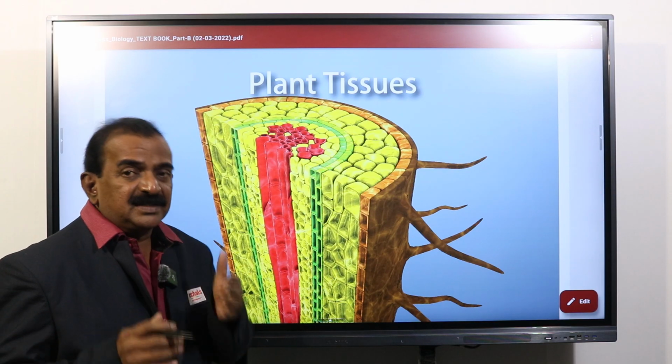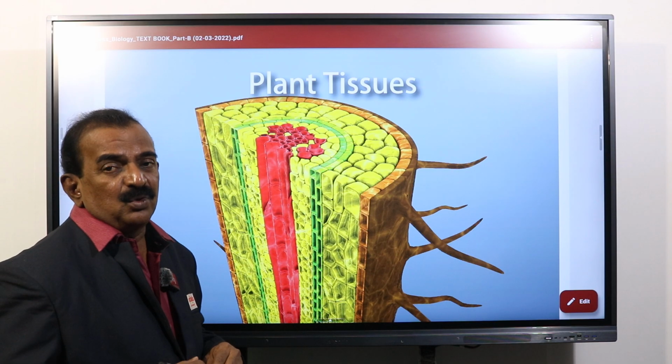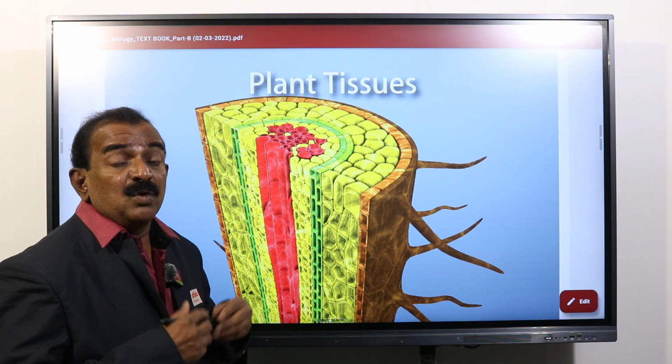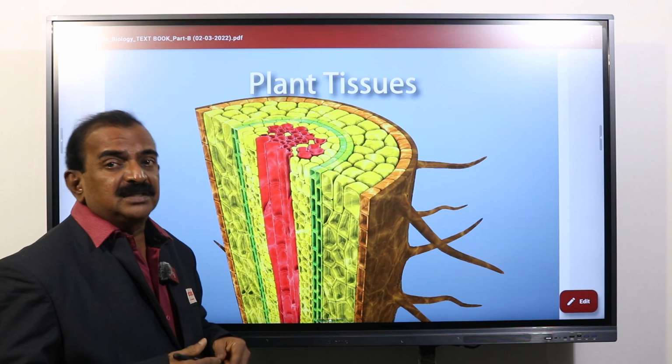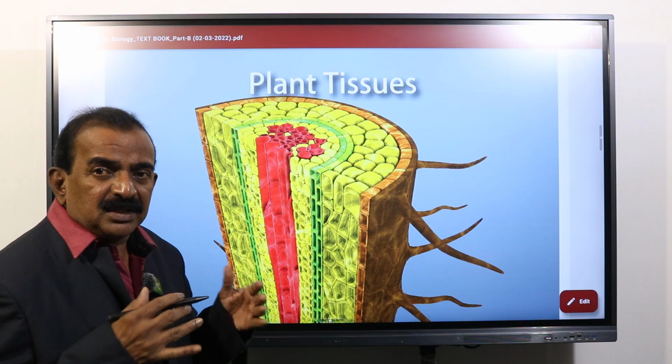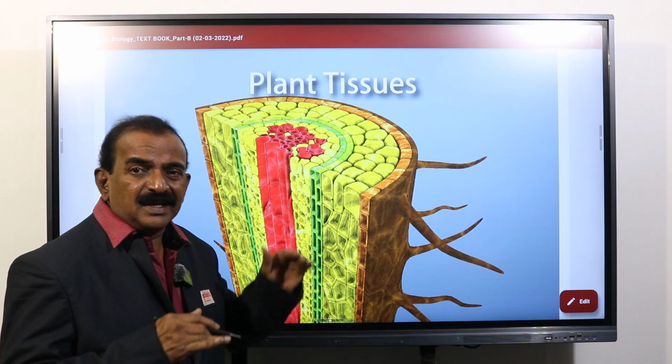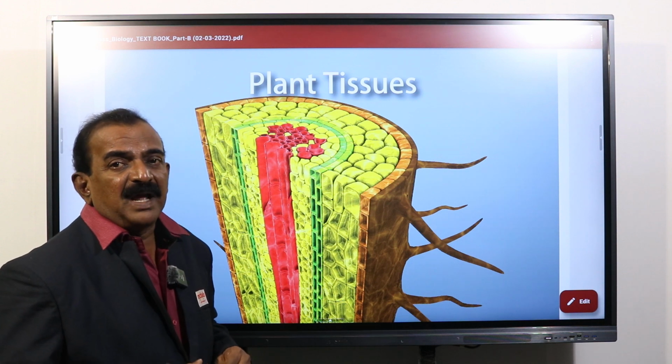Today we are discussing plant tissues. So what are tissues, what types of tissues are there in a plant, and what functions are they performing? This information we will learn in this chapter, that is plant tissues.